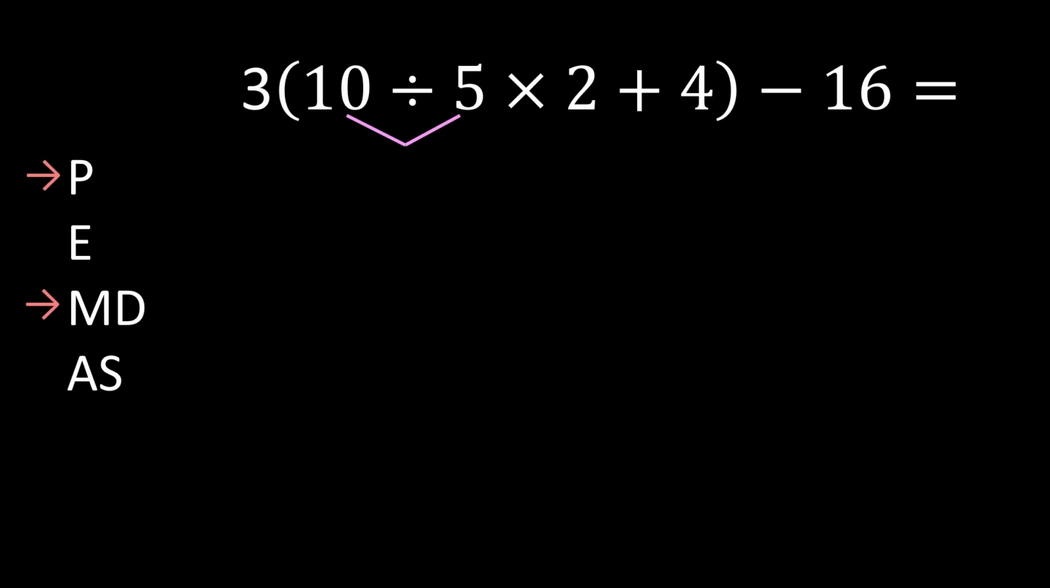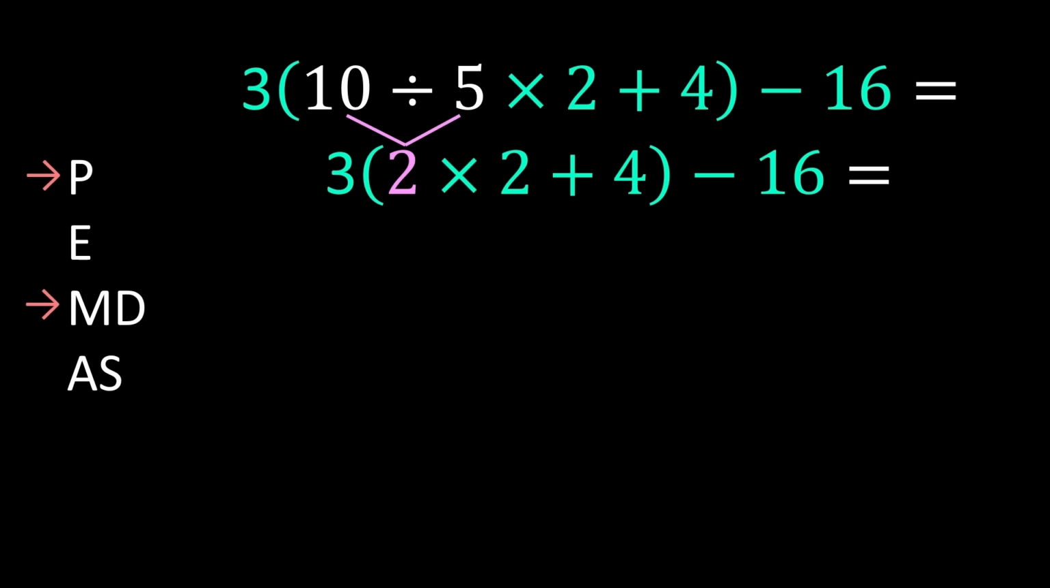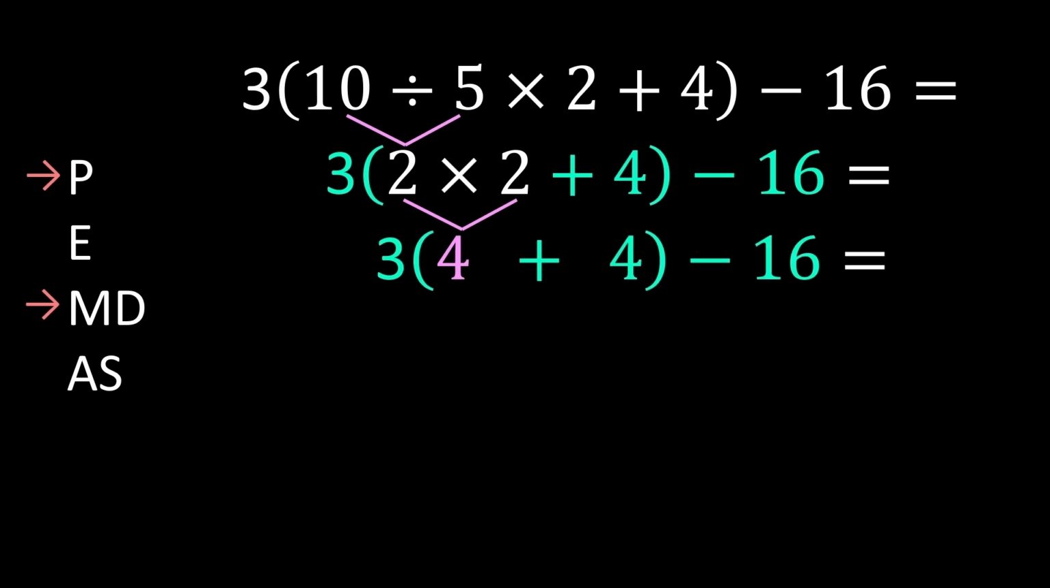10 divided by 5 is 2. And then I'm going to make sure I bring the rest of the problem straight down, keeping all of the numbers, parentheses, signs, everything in the right place. Still working inside those parentheses, I'm looking for any more multiplication and division, which I do have with 2 times 2. And 2 times 2 is 4. And again, I'm going to bring down all of the rest of my problem, keeping everything in the correct place.